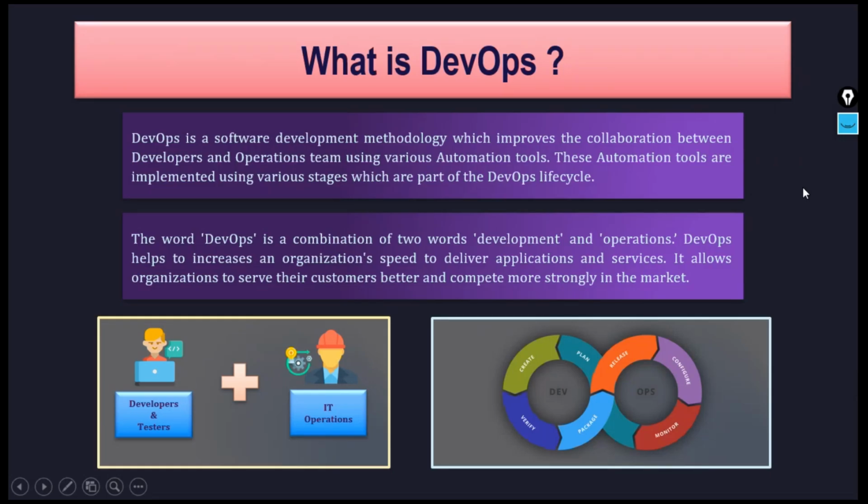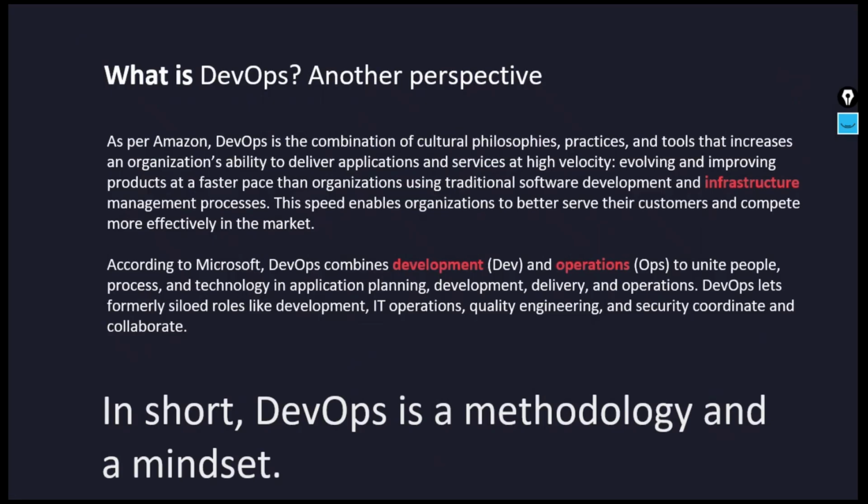So developers, testers, IT operations, they are all working as a team. I'm not going into these definitions. All these things are there. When you go into our site, you go to our courses, and you will get a lot of descriptions and PPTs and everything. So this is coming from Amazon.